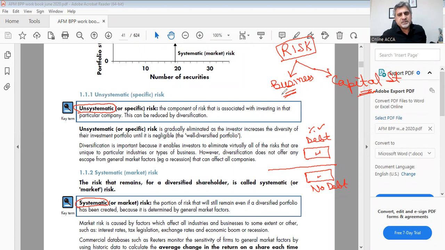So businesses are facing these two things. One, which we call business risk. The other one is the risk associated with the capital structure, which means how much equity you have, how much debt you have. And as the debt is increasing, the capital structure risk is increasing. Okay. So this is another small piece of concept which you need to fit somewhere in your mind.